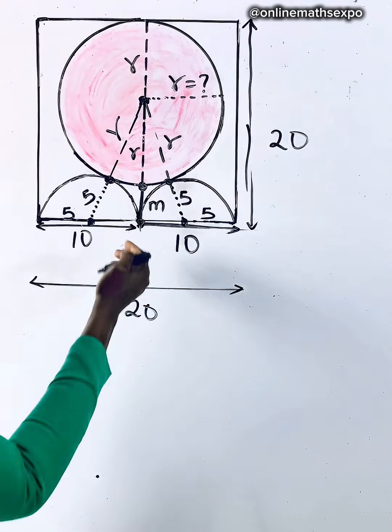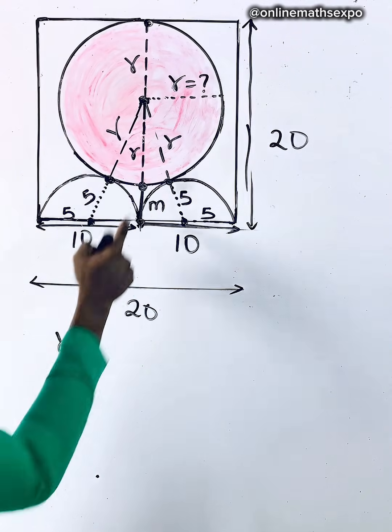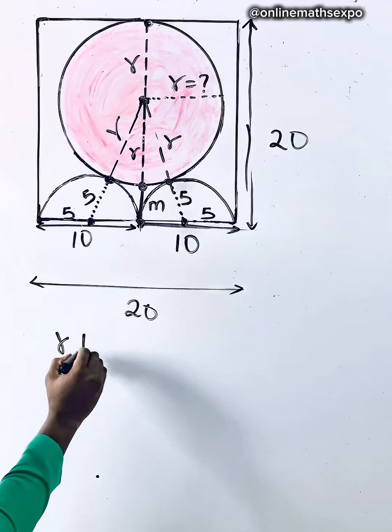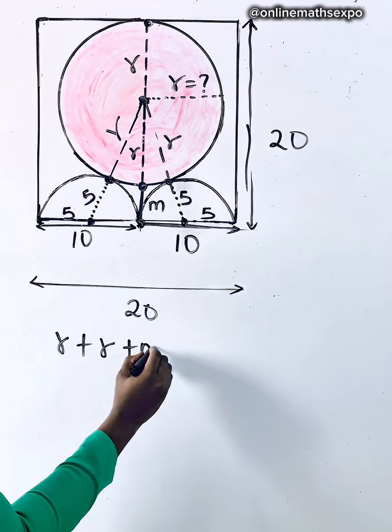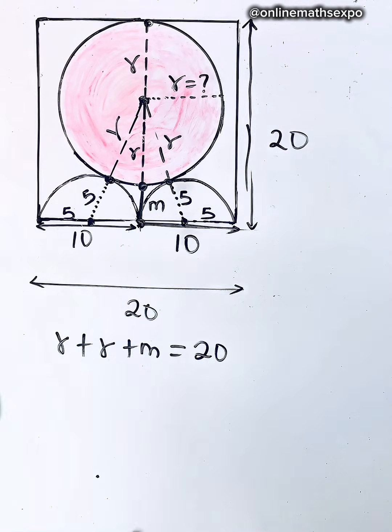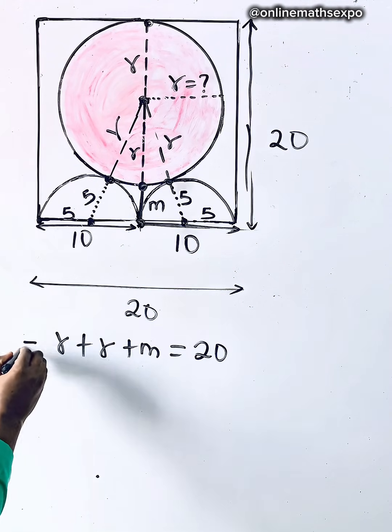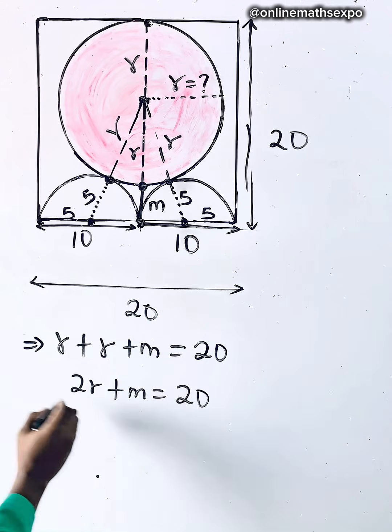You observe that this length is equal to this. So if you bring it out, from here to this place is given as R. From here to here is also given as R. And from here to here is given as M. So this is equal to this length, which is 20. Let's simplify this. This gives us 2R plus M is 20.